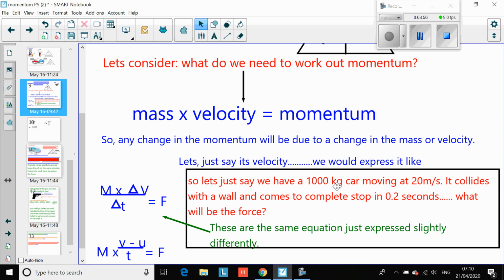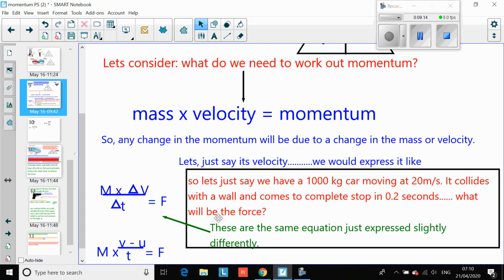So here's my example. Let's just say we have a 1,000 kilogram car. Okay, 1 ton car, 1,000 kilograms, moving at 20 meters per second. It collides with a wall and comes to a complete stop. So a stop would be 0, and that takes 0.2 seconds. What will be the force of the impact?